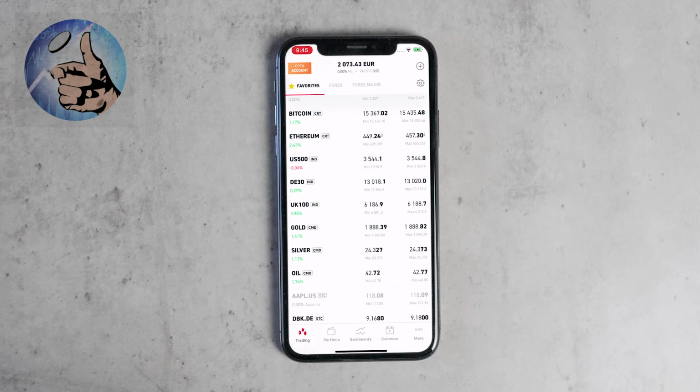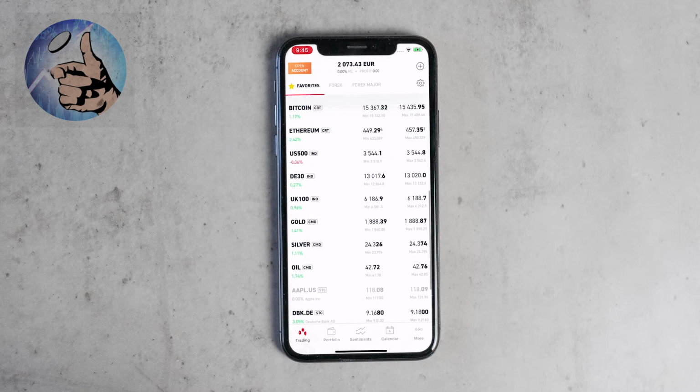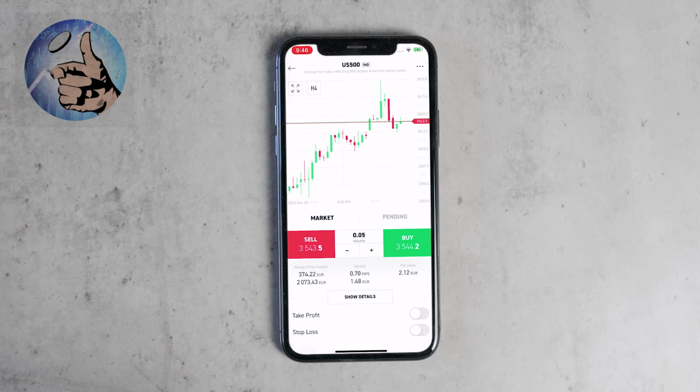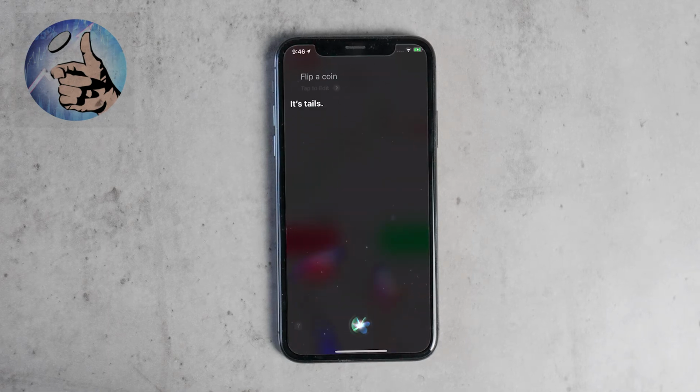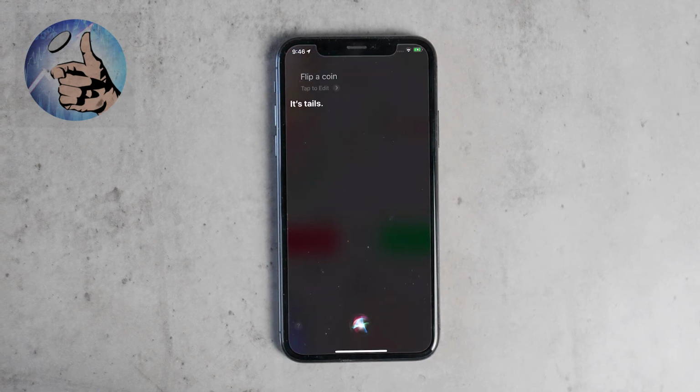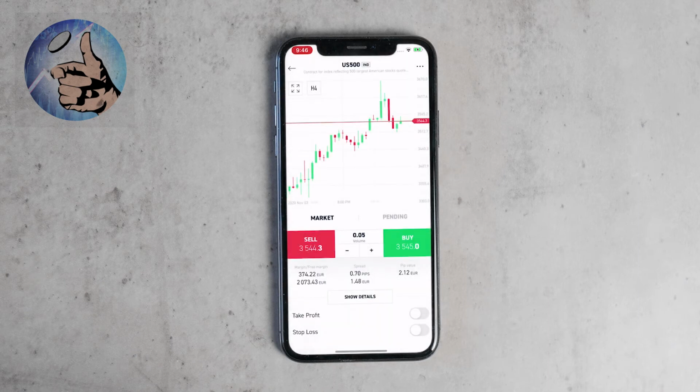I have no idea what I'm gonna go with, but I think that I may go with the US 500, and again 4-hour time frame, just like we talked about before in the previous videos. Now all we need to do is just to see whether we buy or sell. Flip a coin. It's tails. And as you can see, it is tails. That means that we are selling.